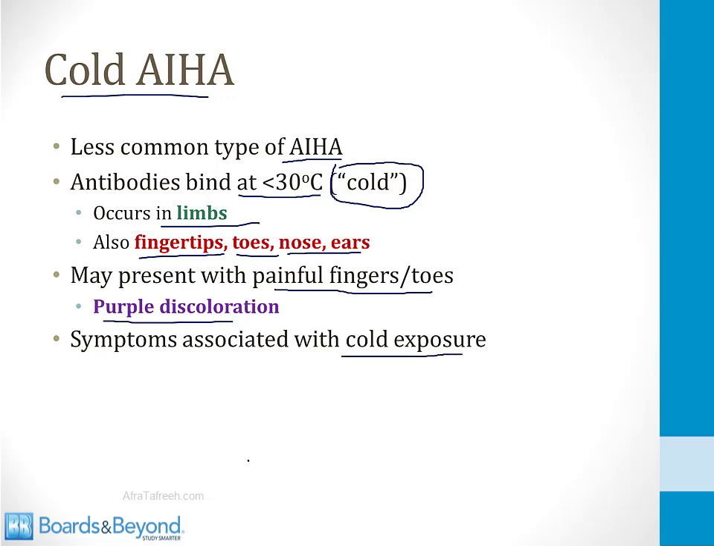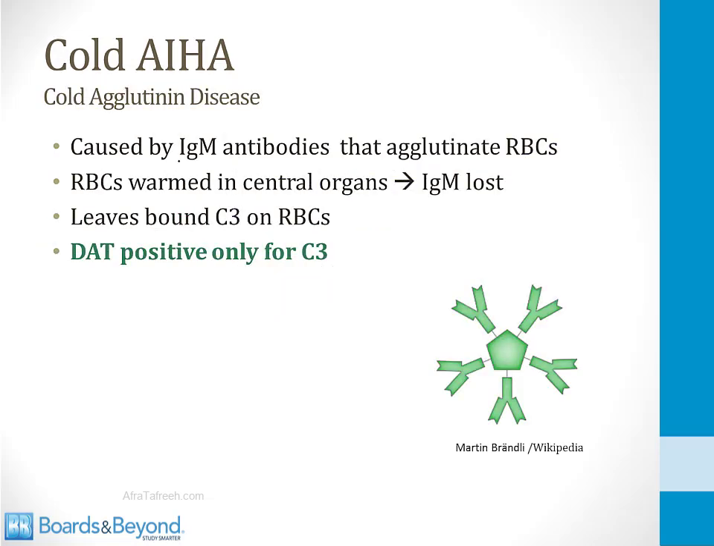So one of the presenting features of this disorder sometimes is painful fingers or toes, purple discoloration, especially on exposure to cold. So you can get symptoms from anemia, but you can also get these symptoms related to agglutination of red blood cells in the places where the temperature is low. In contrast to warm hemolytic anemia, cold hemolytic anemia is caused by IgM antibodies, not IgG antibodies.